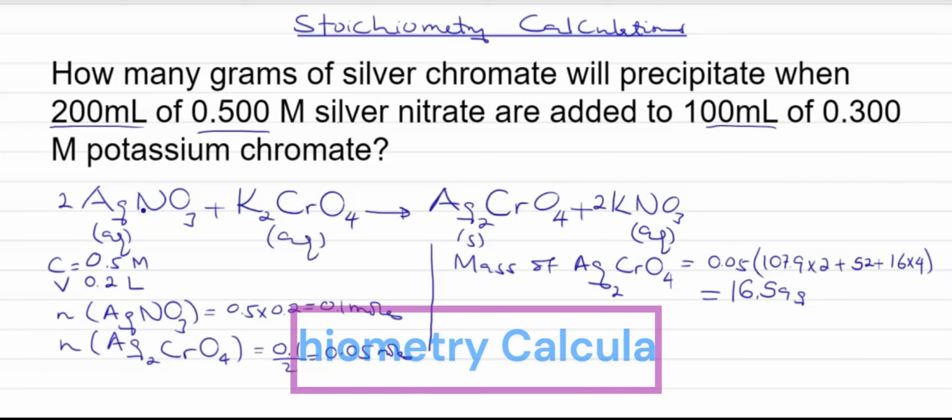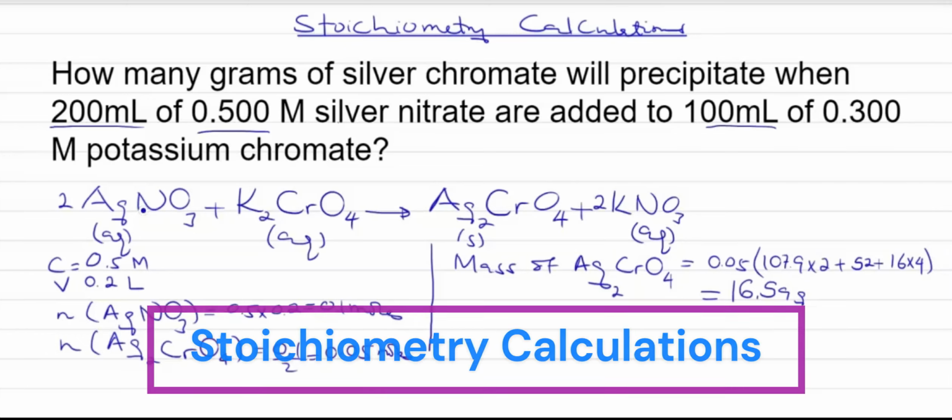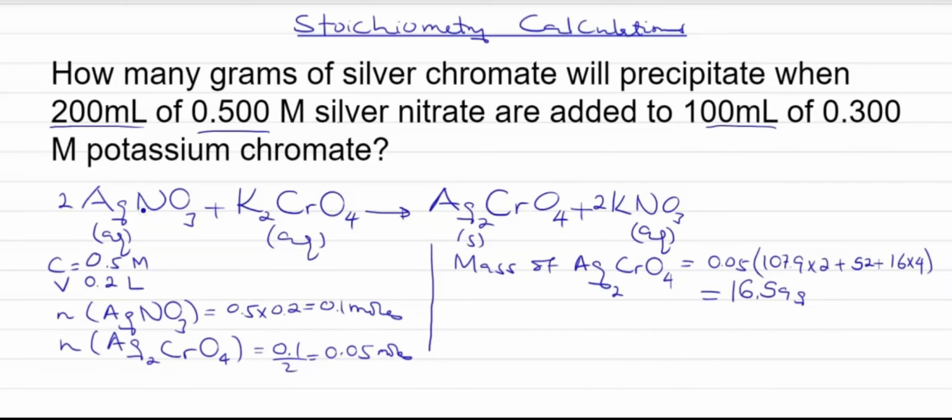Stoichiometry calculation is about finding the proportions in which different elements or compounds react. Let's have a look at different examples based on stoichiometry.